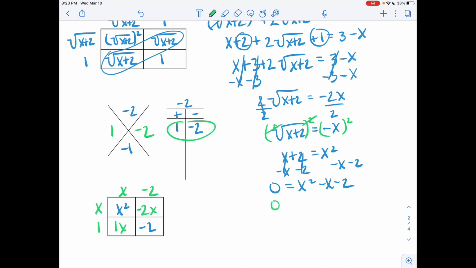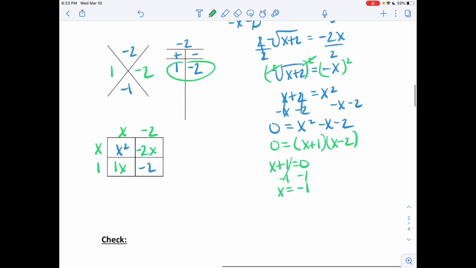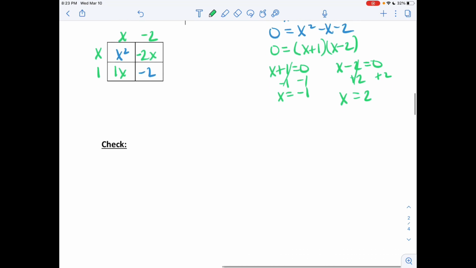I can say that 0 is equal to x plus 1 times x minus 2 and solve each of these for x. X plus 1 equals 0 will give me x equals negative 1, and x minus 2 equals 0 will give me x equal to 2. Remember that I have to check these before I can box them as final answers.